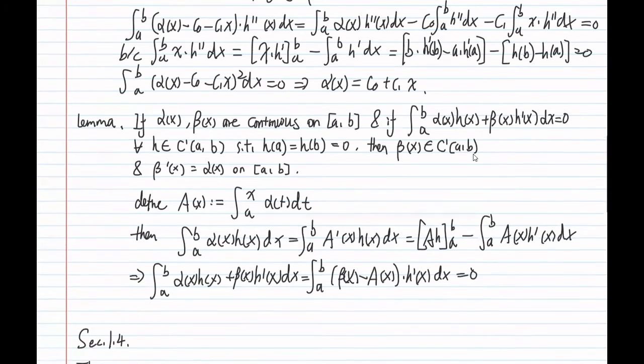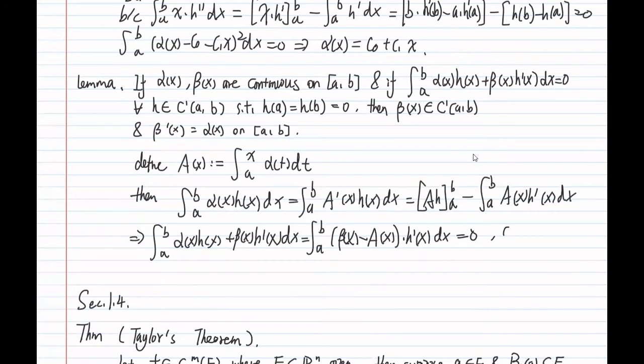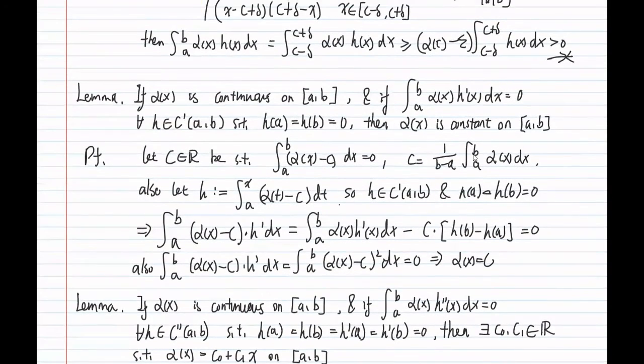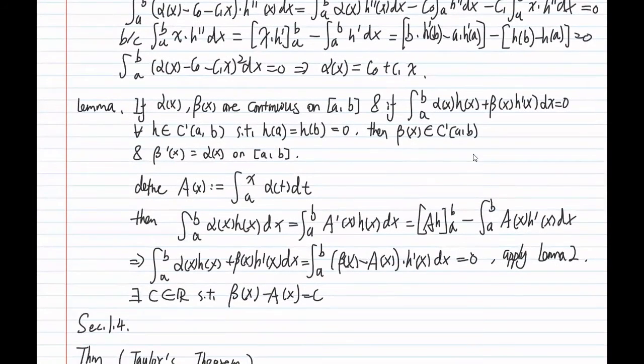Then what do we get? Then apply lemma 2. Then we would have that this beta x minus A x would be a constant. So there exists a c such that beta x minus A x equals c, right? That's basically by this lemma. So the function is a constant. So this function is a constant here.